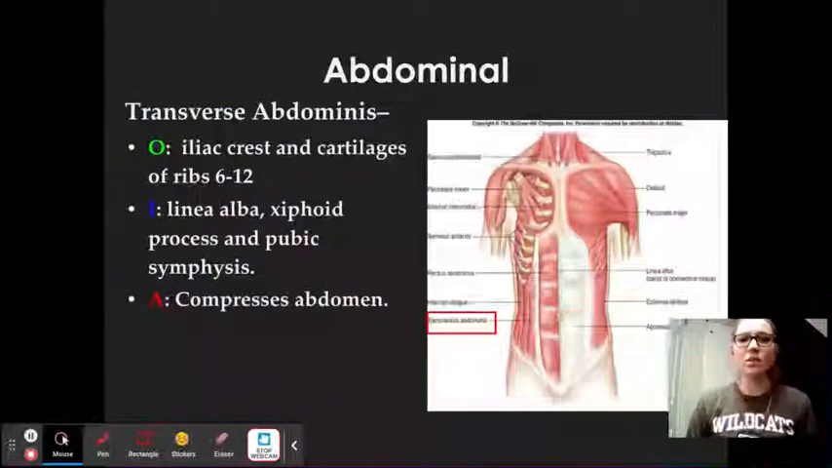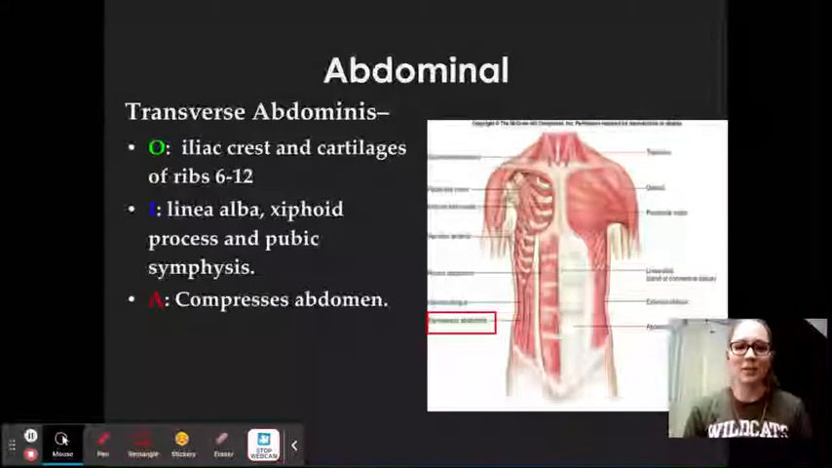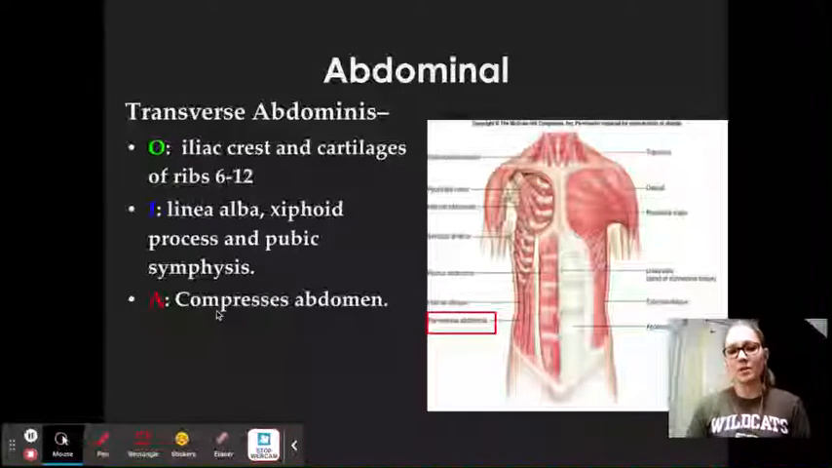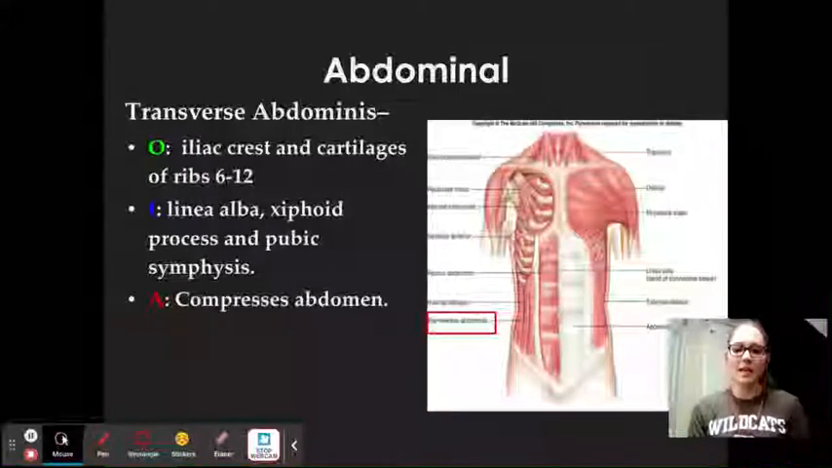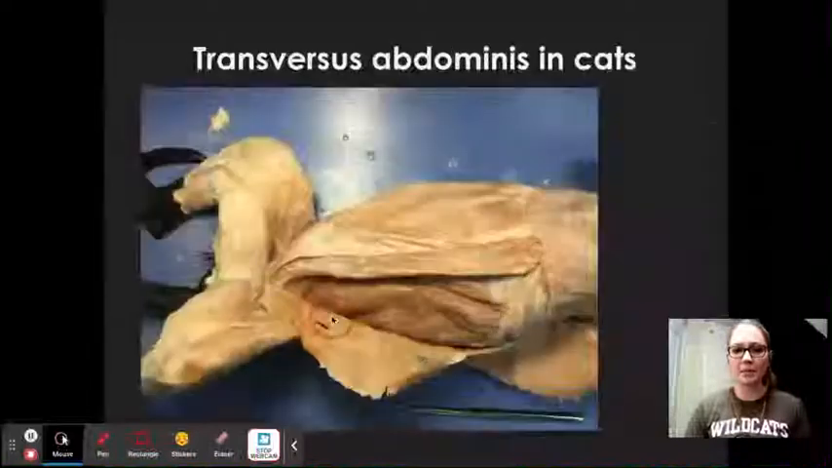And last is the transverse abdominis. This originates from the iliac crest and the cartilages of ribs 6 through 12, and it inserts on the linea alba, the xiphoid process, and the pubic symphysis. The main function of the transverse abdominis is to compress the abdomen. So when we originally talked about the overall function of the abdominal muscles, we said it was to increase internal abdominal pressure. The transverse abdominis really helps with that.